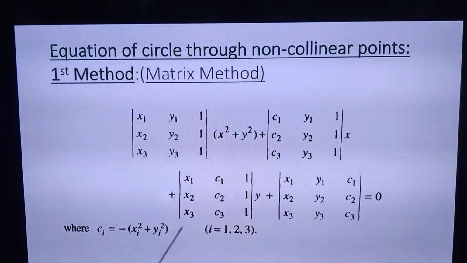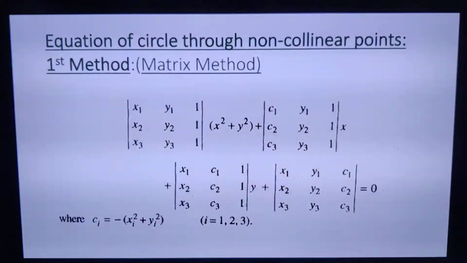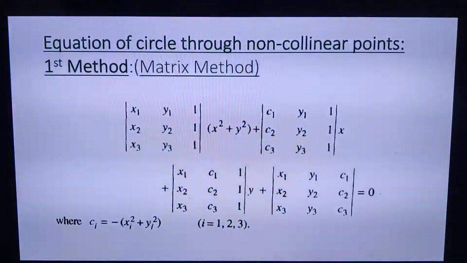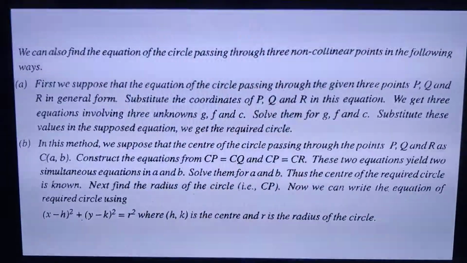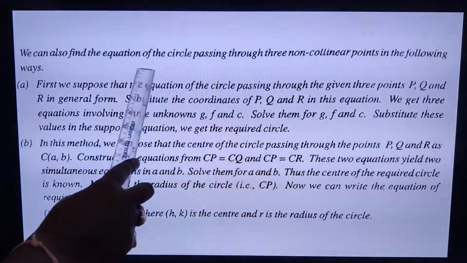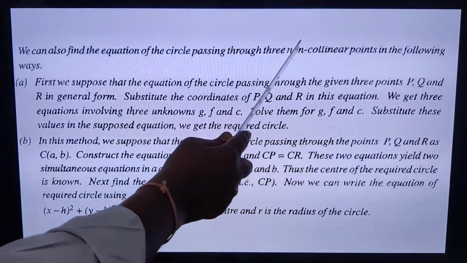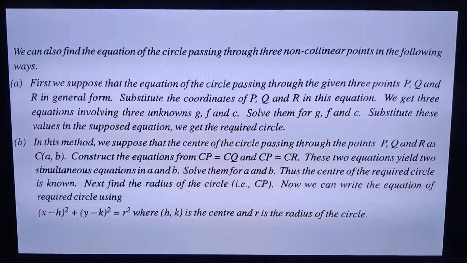This method is somewhat laborious. There are 3 more methods you can follow. Next method. You can also find the equation of the circle passing through 3 non-collinear points in the following ways.